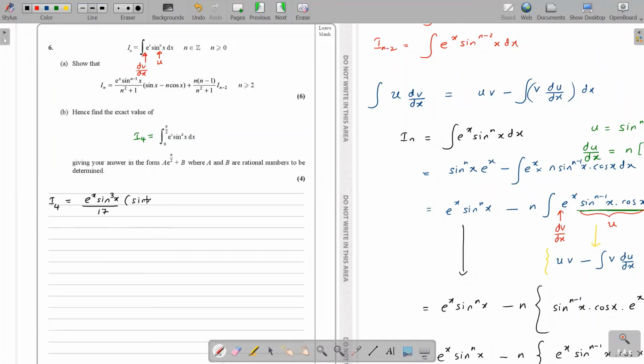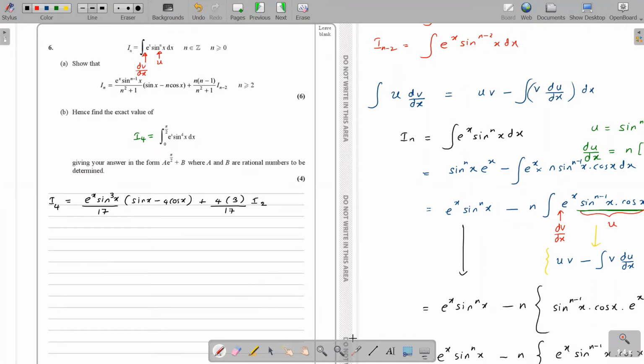Inside the bracket, sin x minus n, which is 4, minus 4 cos x, plus, replace the n's with 4. We get 4 times (4 minus 1), that is 3, over 4 squared plus 1, that's 17, times I2. Are you with me?